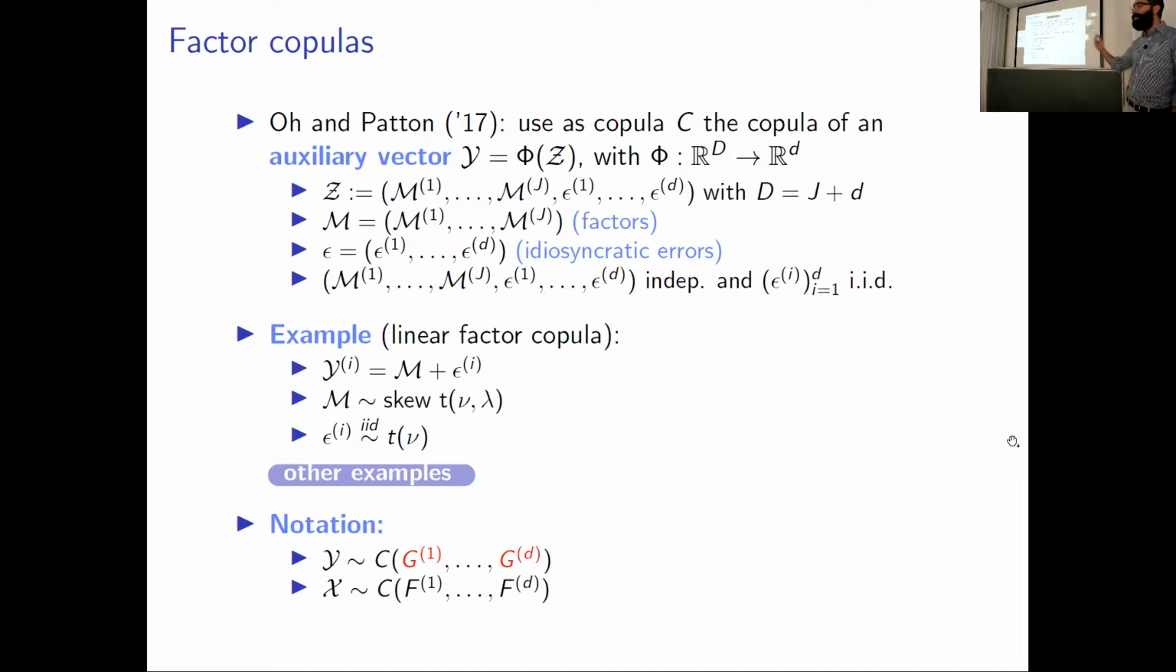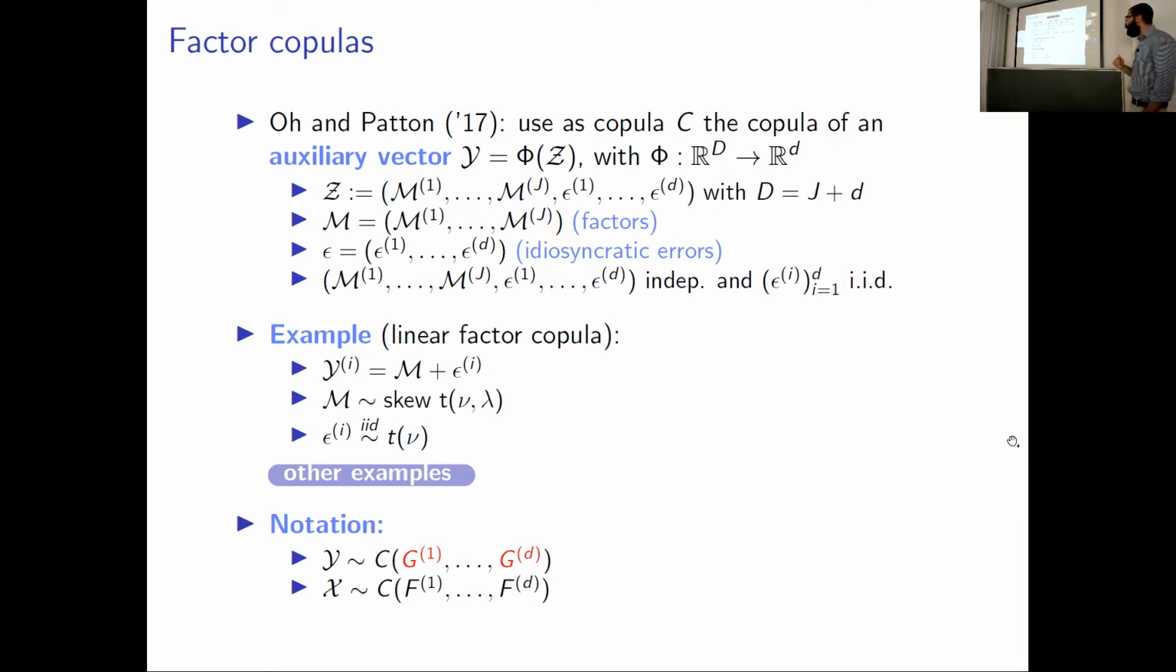So if I have D observations, I'll have J to be, I don't know, in our examples here, for example, 2 or 3, 5, 6. And epsilon are the idiosyncratic errors. Okay, so each one of the components of the vector will have one idiosyncratic error of its own. So the full vector Z of M and epsilon is completely independent. So everything is independent of everything else.